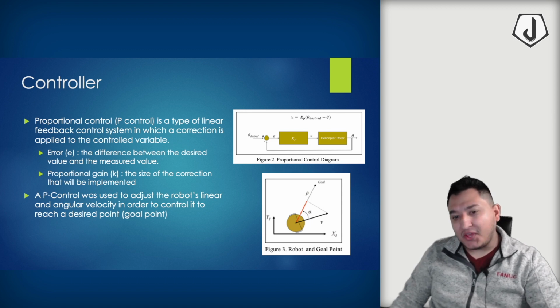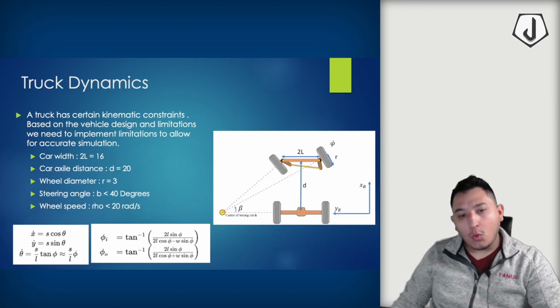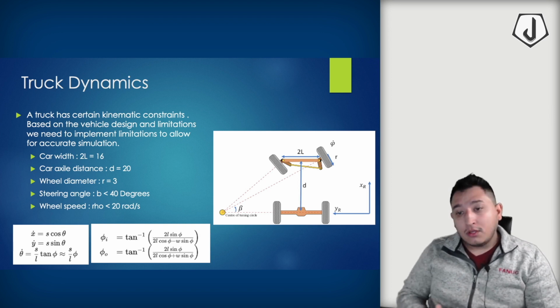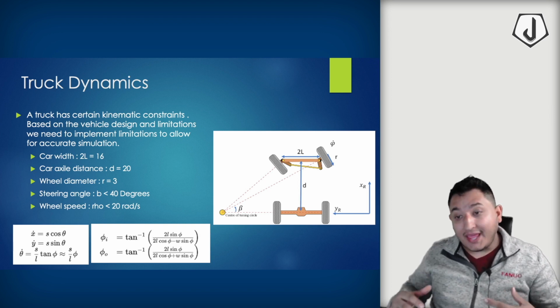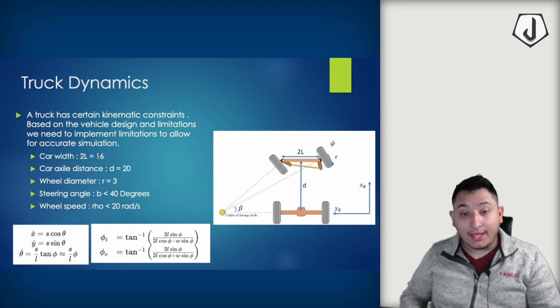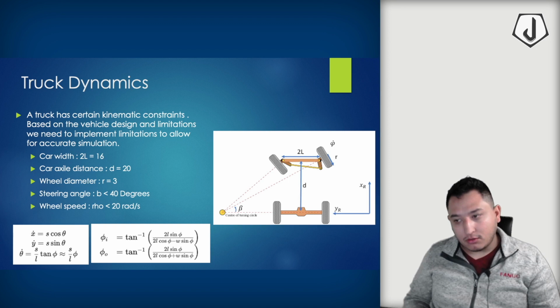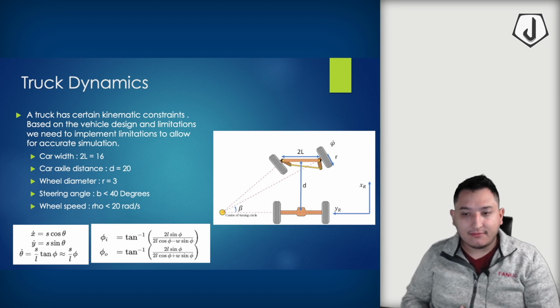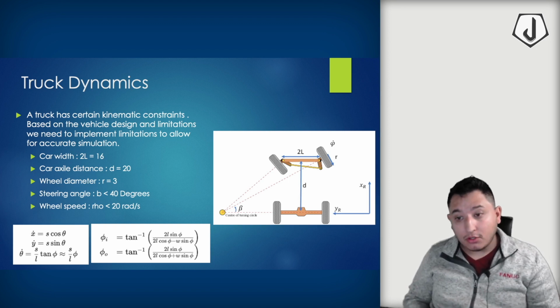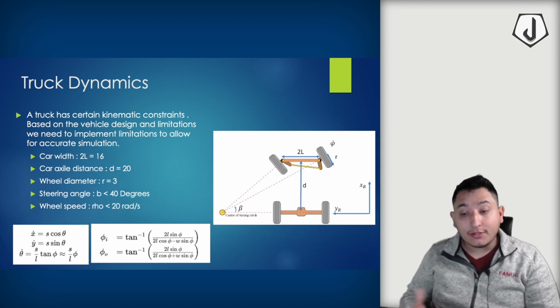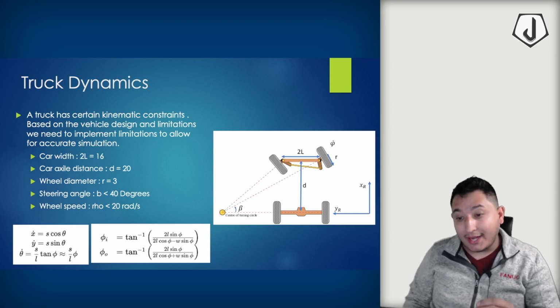With a P controller implemented, we would then implement truck kinematics. A truck has certain inherent kinematics based on its physical design. We use our kinematic model of the truck, specifying the car diameter, the car width, the car's axle distance, the wheel diameter, the steering angle, and even the speed limitations.